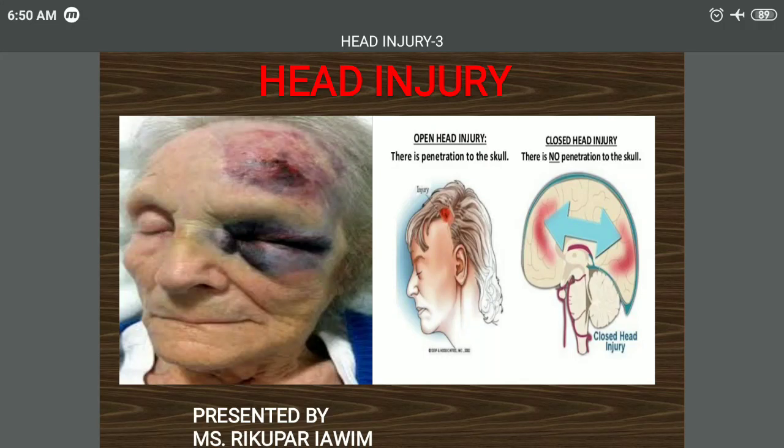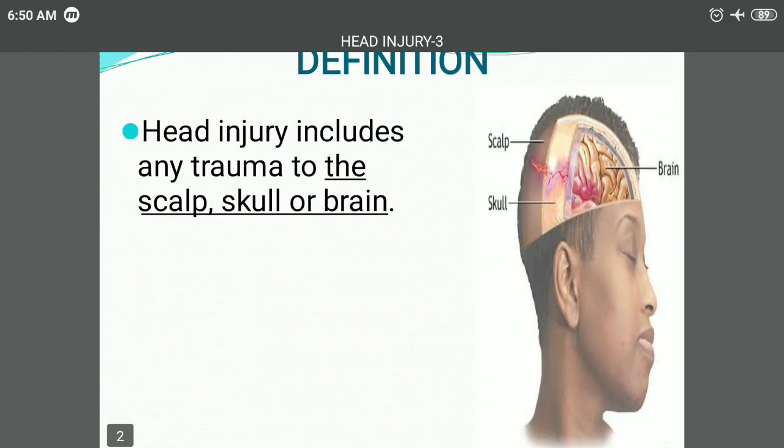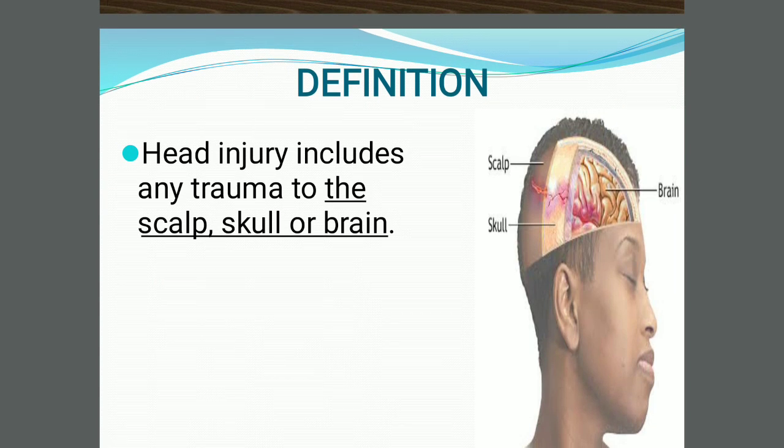So today I'll be starting a class on head injury. It is a very important topic, so please be attentive. Let's come to the definition. Head injury is the injury to the scalp and the brain. So it will be scalp laceration, skull fracture, and direct injury to the brain, which leads to bleeding in the brain and hematoma.